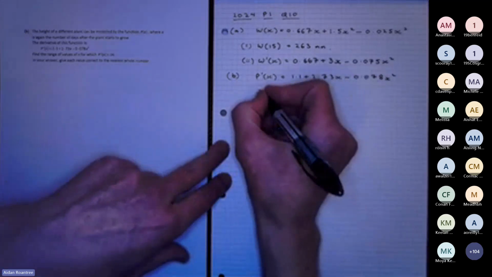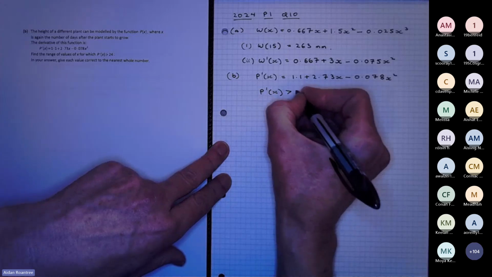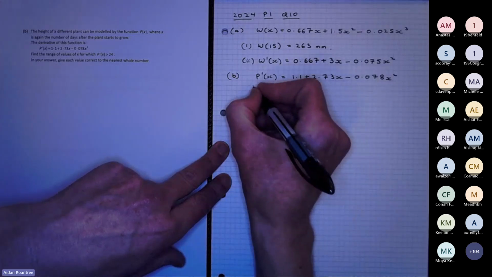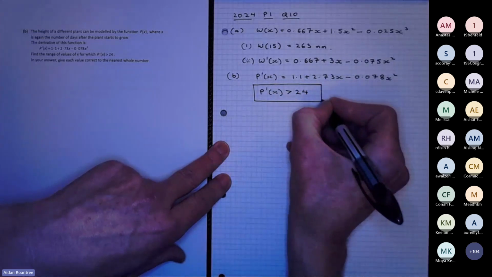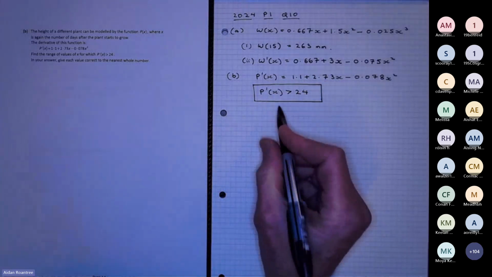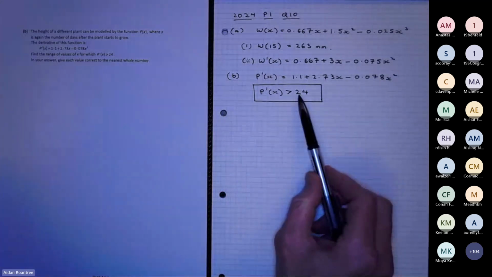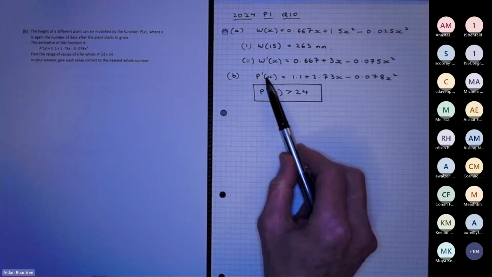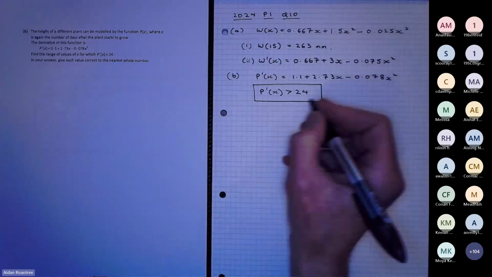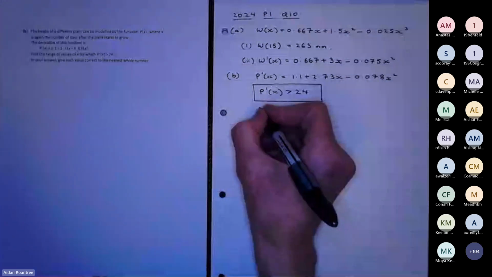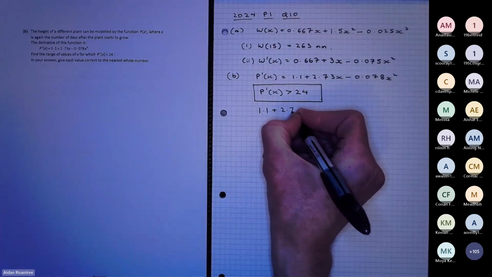Now, hang on, the question wants us to solve P dash of x is greater than 24. You could say, yikes, what's this talking about? Well, P dash of x is a derivative, yes, and they want the derivative to be greater than 24. You can focus on that if you like, but actually P dash of x, as they've given it to us here, is essentially just a quadratic. So what they're really asking us to do here is pure algebra. They want us to solve a quadratic inequality.